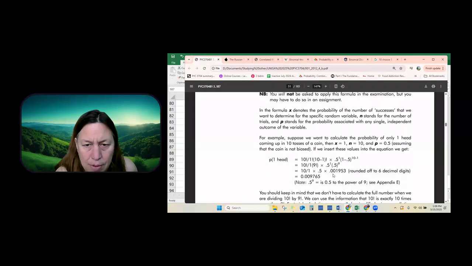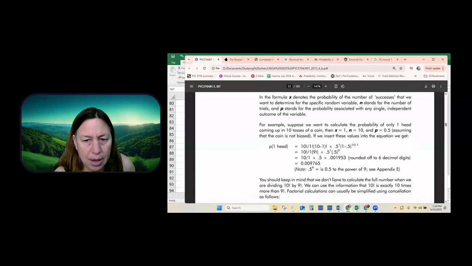Okay, times 0.5 times 0.5 to the power of 9, which is 0.01953, a very small number. So here it's times 0.5 to the power of 1, because x is 1. 0.5 is the probability of success, because we're tossing a coin. 1 minus 0.5 to the power of 10 minus 1, so that would be n minus x. So that becomes 10 times 0.5 times 0.5 to the power of 9. Out comes the calculator, and Bob's your uncle. You've got your answer.